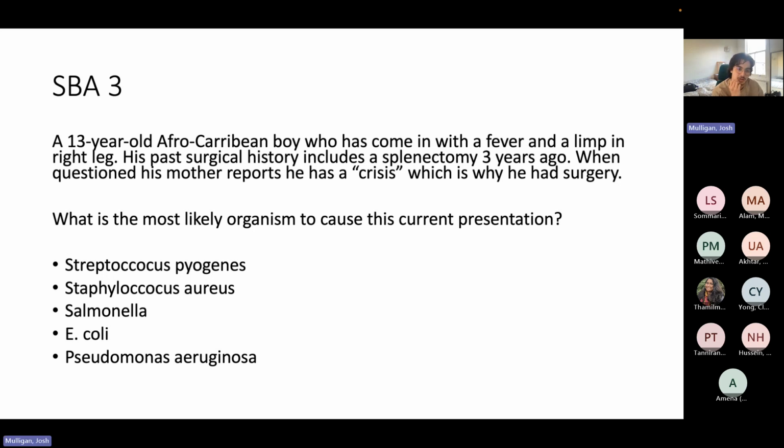Okay, so from the start, this patient's Afro-Caribbean. He's had a crisis, which would hint towards sickle cell disease, and he's had a splenectomy as well, which would further put him at risk of getting infections, and he's got a fever and a limp.